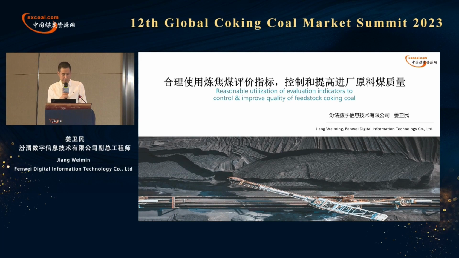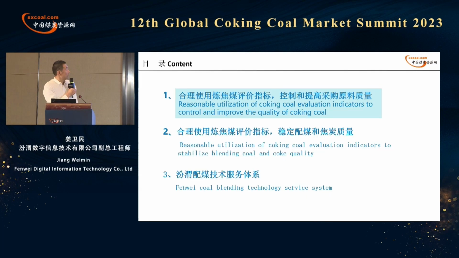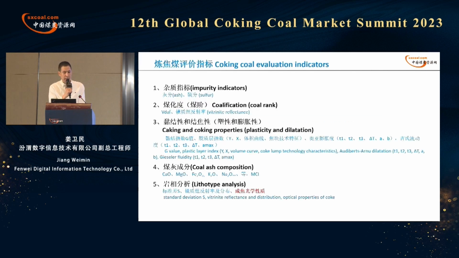My presentation will also focus on production and technologies. It has three parts. First is in terms of procurement: how do we improve the quality of coking coal? Second, in terms of production, how to ensure quality. And third, a brief introduction of the coal blending technology service system in Fenwei Digital. So we will start right ahead.